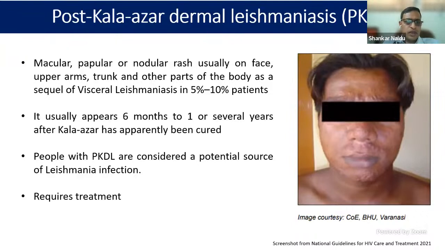Post-Kala Azar dermal leishmaniasis is another condition which develops in about 5 to 10% of patients who have been treated for visceral leishmaniasis in the past. They have a macular, papular, or nodular rash over the face, upper arms, trunk, and other parts of the body. It usually develops 6 months to several years after apparently being cured from Kala Azar. It is important to identify this condition because these patients can be a potential source of infection. Hence, they need to be identified and treated early.